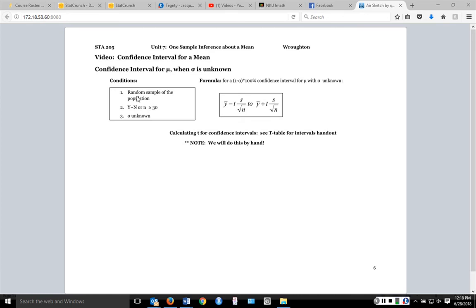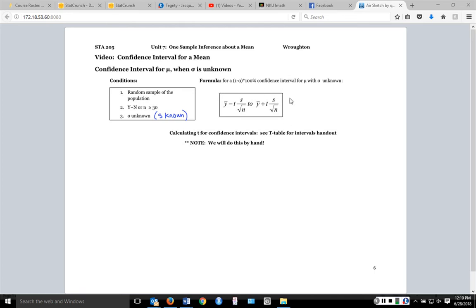We need to still have our random sample of the population, so the idea of being unbiased here. We need to either have a normal population or have a sample of at least 30. And just as with the hypothesis test, I'm putting that the population standard deviation is unknown. But just as when we did the hypothesis test, our sample standard deviation will be known. And because of this third condition, maybe why we're going to see the t distribution show up here.